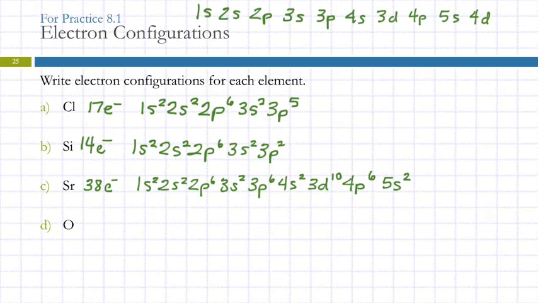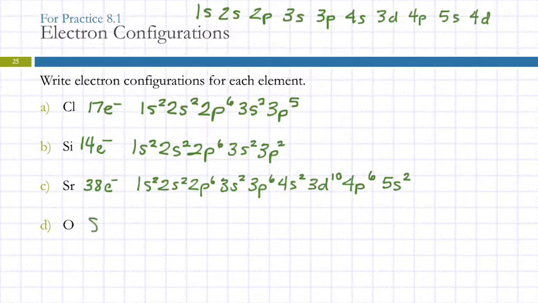Oxygen. Looking at the periodic table, what is the last sublevel that oxygen has? What period is oxygen in? What row in the periodic table? It's in row 2. In which block? S, P, D, or F? P block. So it's going to end with 2p.